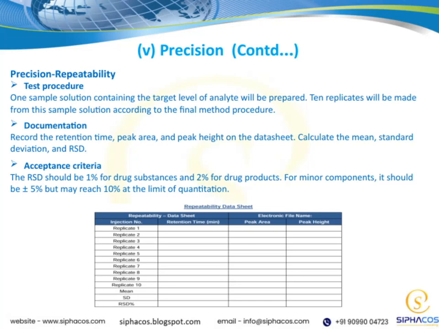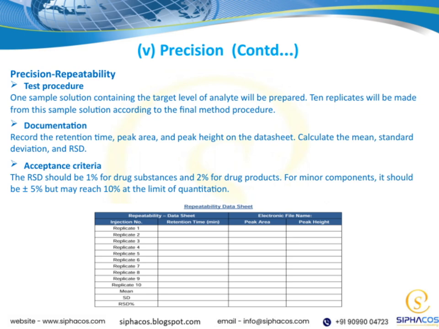Now, let's talk about the precision and repeatability test procedure. First, we prepare one sample solution that contains the target level of analyte. From this single preparation, we make 10 replicates, following the final method procedure carefully. This helps us assess how consistent our method is when repeated under the same conditions.